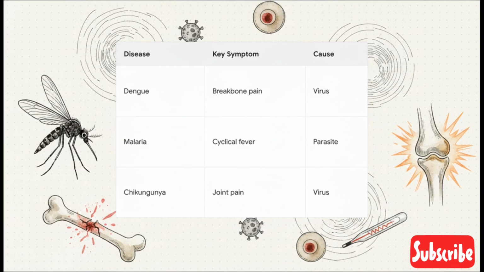Dengue is marked by that intense breakbone pain and a high bleeding risk. Malaria, on the other hand, presents with cyclical fevers and is actually caused by a parasite, not a virus. And then there's chikungunya, which is very similar to dengue, but typically features even more severe, long-lasting, debilitating joint pain.